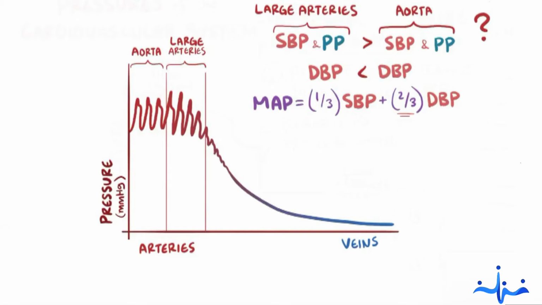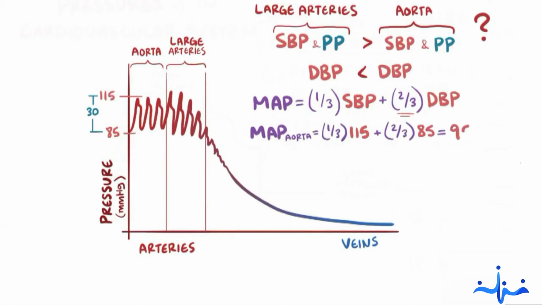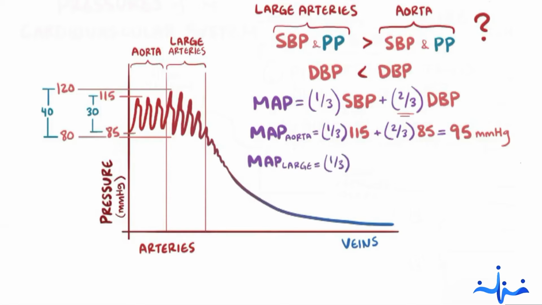As an example with some numbers, let's say that the aorta's systolic blood pressure is 115 and the diastolic blood pressure is 85, meaning pulse pressure is 30. That said, the mean arterial pressure ends up being 95 millimeters of mercury. Now, if the large artery's systolic blood pressure is 120, which is higher than the aorta, and diastolic blood pressure is 80, which is lower than the aorta, then the pulse pressure ends up being 40, which is also higher than the aorta. But we see that the mean arterial pressure ends up being 93 millimeters of mercury, which is actually lower than in the aorta like we'd expect.